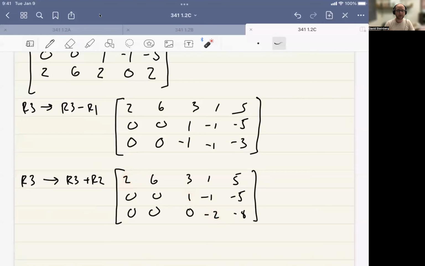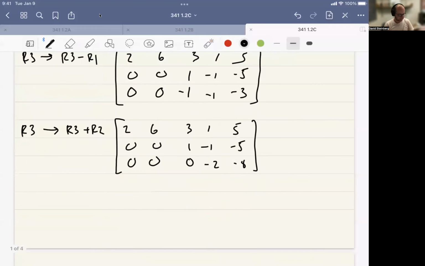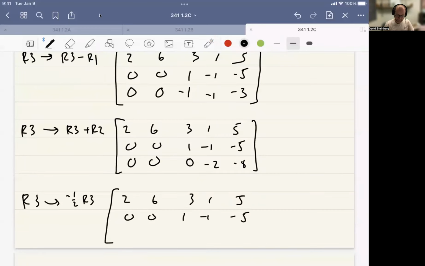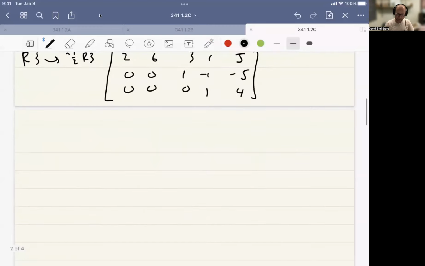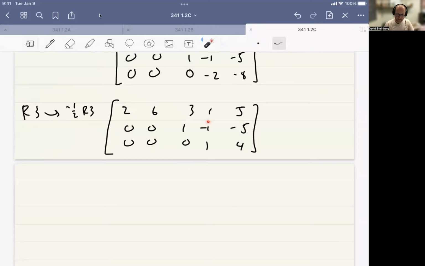If we want to get reduced row echelon form, we now need to start with our lowest pivot, scale it back so that it's equal to 1, and then crush everything above it. So let's replace row 3 by -1/2 row 3. That'll give us a 1 in the leading term: 0, 0, 0, 1, 4. And now we can use this 1 to clear the spaces above it.